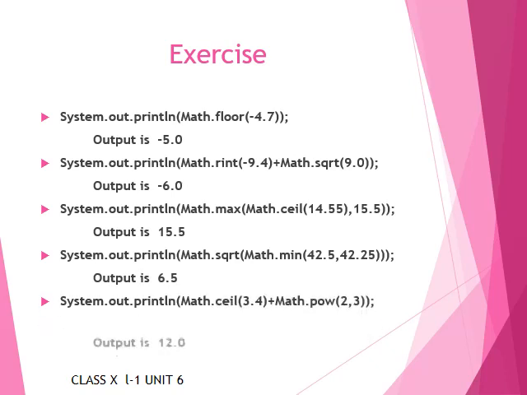System.out.println Math.ceil 3.4 plus Math.pow 2, 3. Math.ceil 3.4 is 4, and Math.pow 2, 3 is 8. Output is 12.0. So do the practice of this exercise. Thank you.